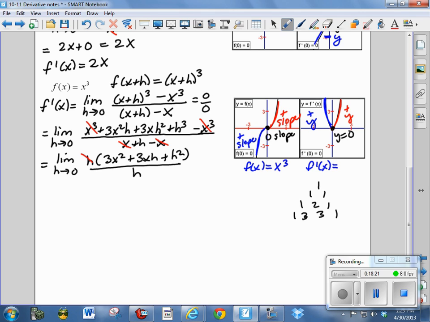When I plug 0 into this, I will get 3 times x squared. I'm not making x 0, I'm making h 0. 3x squared plus 3x times 0 plus 0 squared, I just end up with 3x squared. So f prime of x is equal to 3x squared when f of x is x cubed. So I can add that to my little drawing over to the left of my graph. This is 3x squared. You can see then that the derivative of a cubic function is a quadratic function. The derivative of a quadratic function is a linear function.